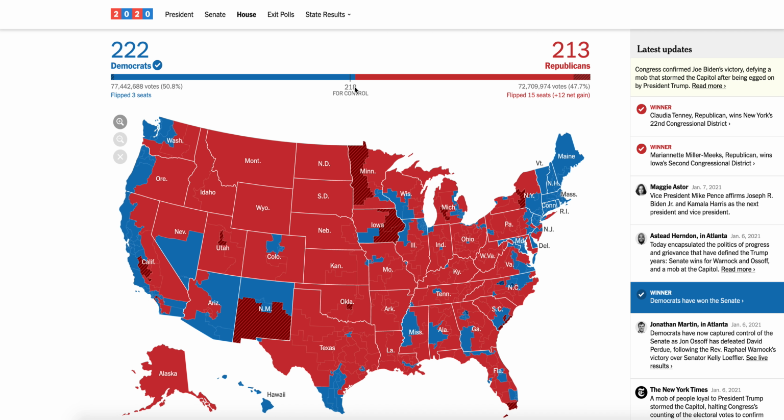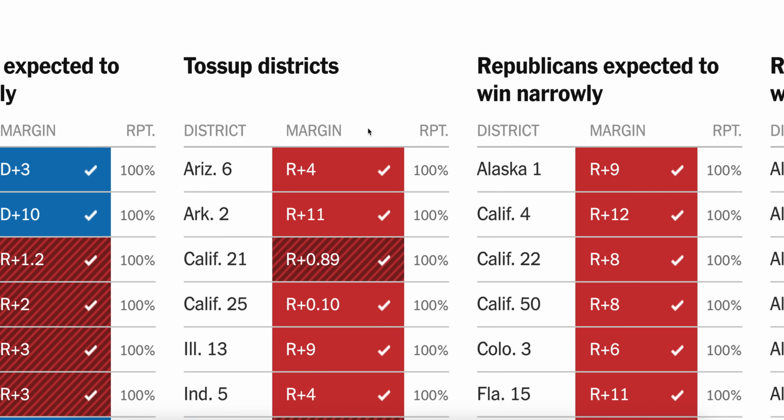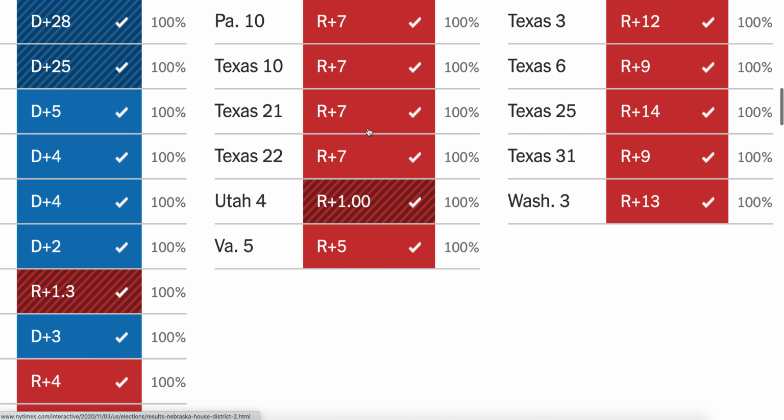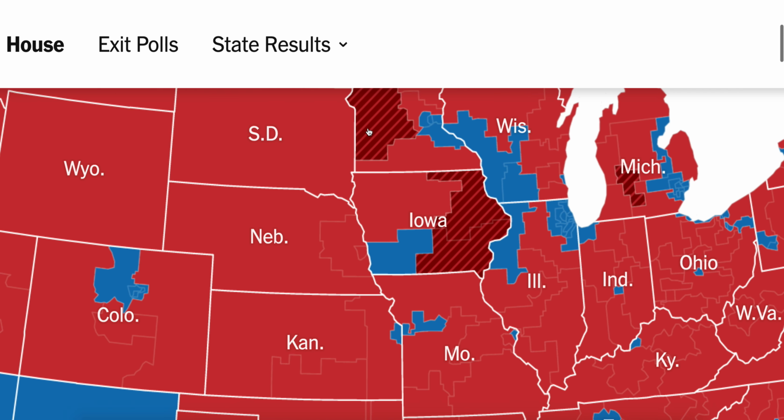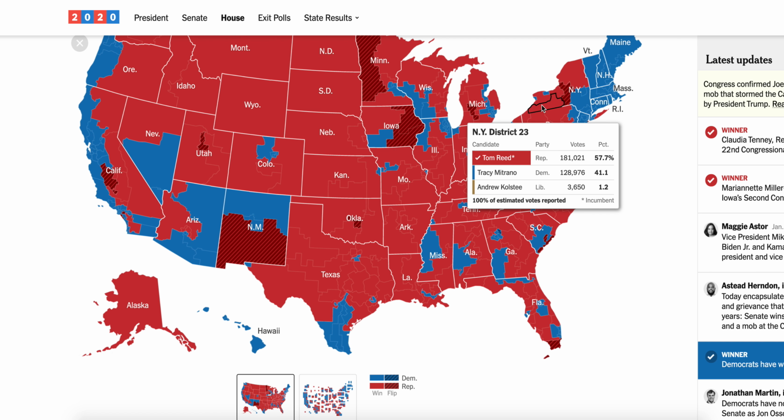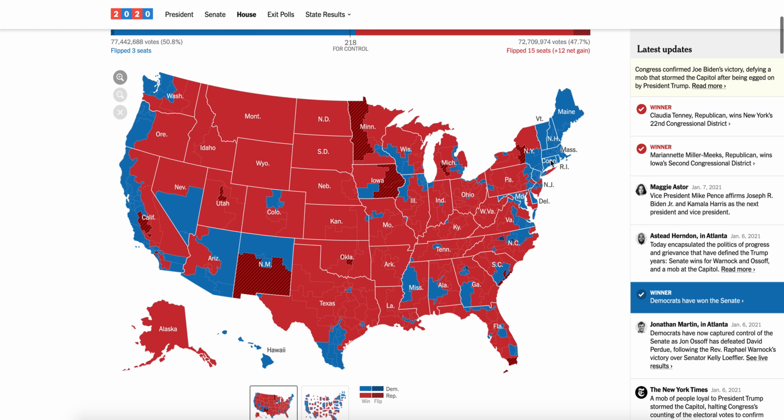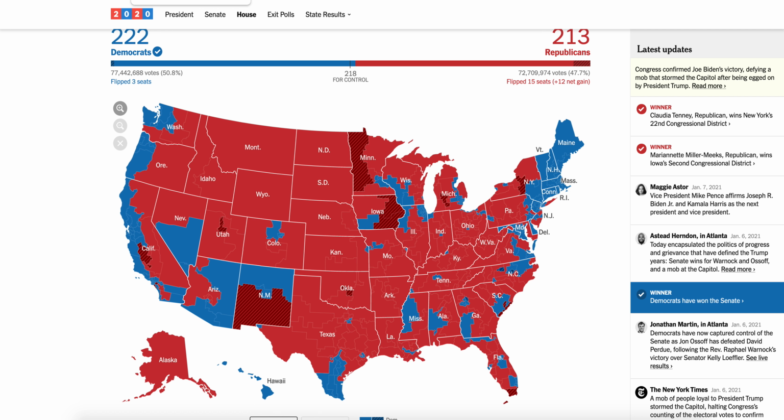A lot that needs to be unpacked. A lot of individual races that were lost by the Democratic Party that ultimately put them in a negative position for 2022. If you take a look at the toss-up districts here, you will see the Democrats did not win a single one. But the point is that the cards are stacked against the Democratic Party in every regard. In 2020, they lost 15 seats.